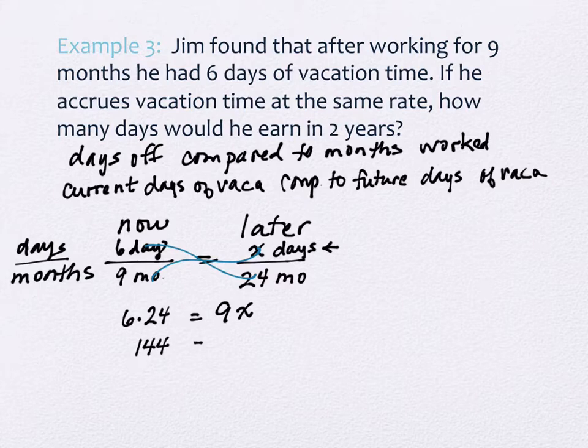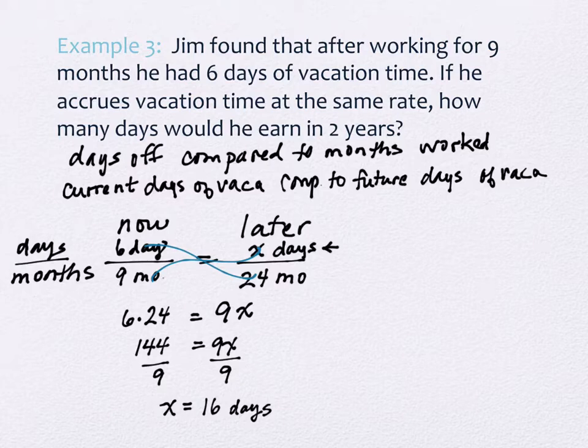144. And then what would I do to find x? Yep, I would divide by 9. And what would I get? What would I get? 16. It's 16 what? Days. So in the end, we definitely need to have units on all our answers.